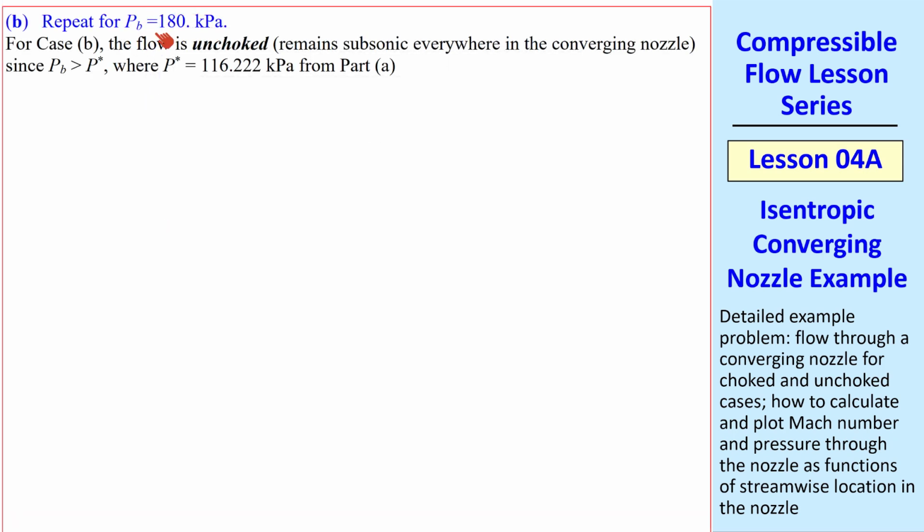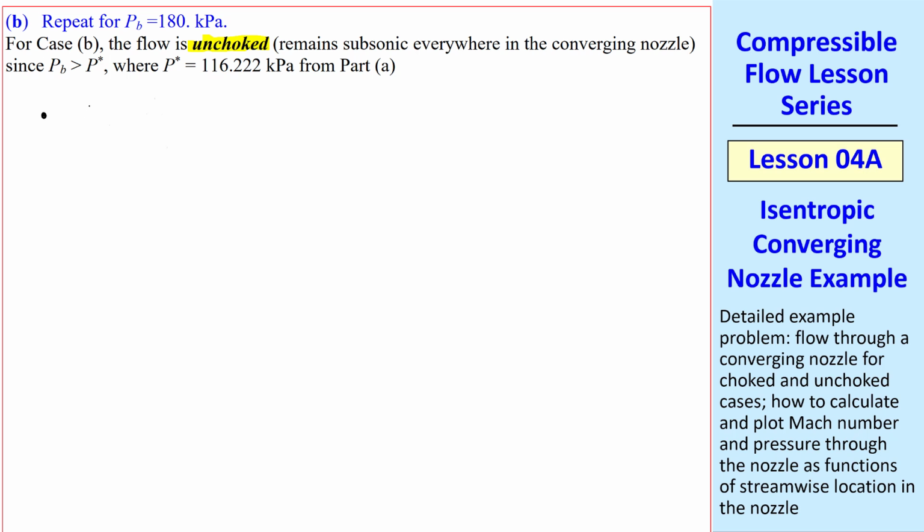Now let's repeat for PB equal 180 kPa. You can easily see that this flow is unchoked, since this new value of PB is bigger than P star. Thus this flow remains subsonic everywhere in the converging nozzle. The back pressure is not low enough for the flow to choke.